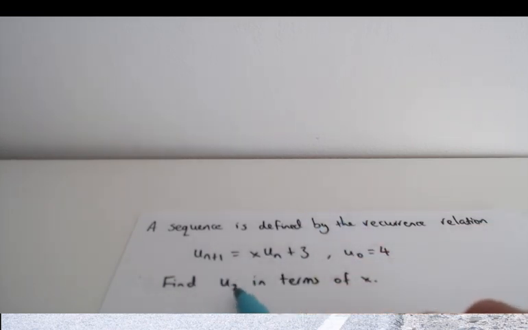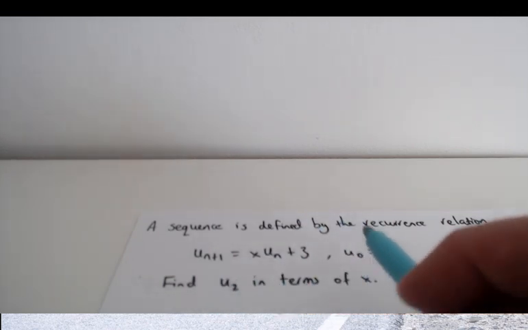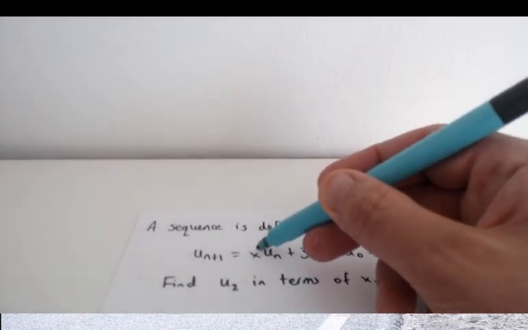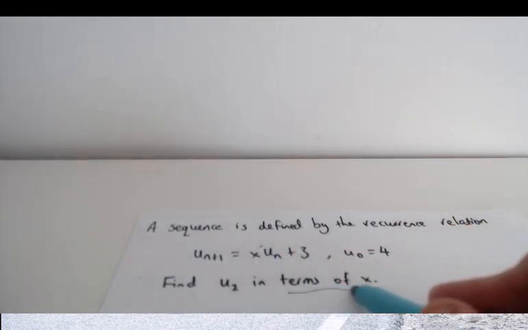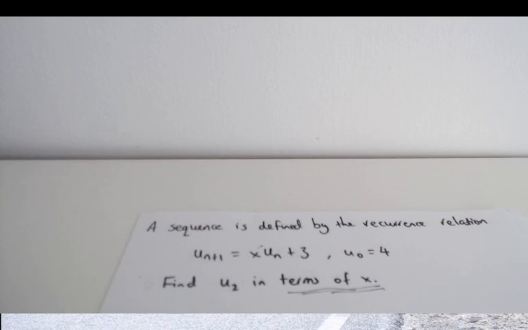Find u2 in terms of x. Okay, so far we've been used to a number being in here. This time we've got an x. Now what does that mean to our answer? It means that our answer won't be 10 or 12 or 15. Our answer will contain the letter x. That's what it says. Find u2 in terms of x. Your answer for u2 will include x.